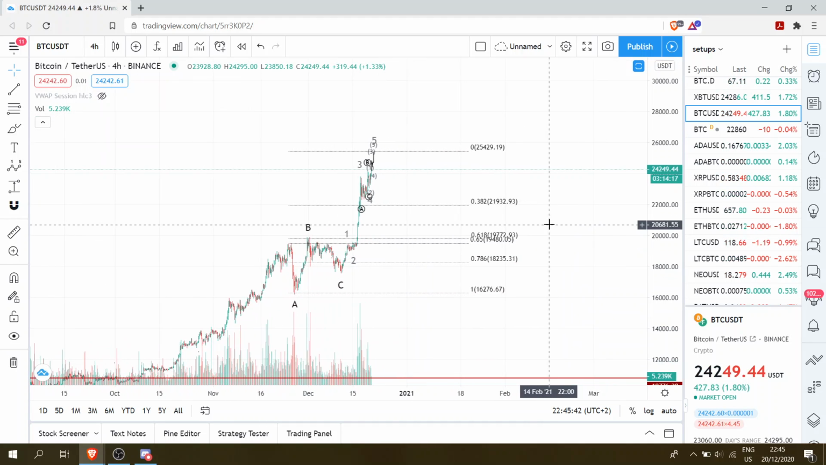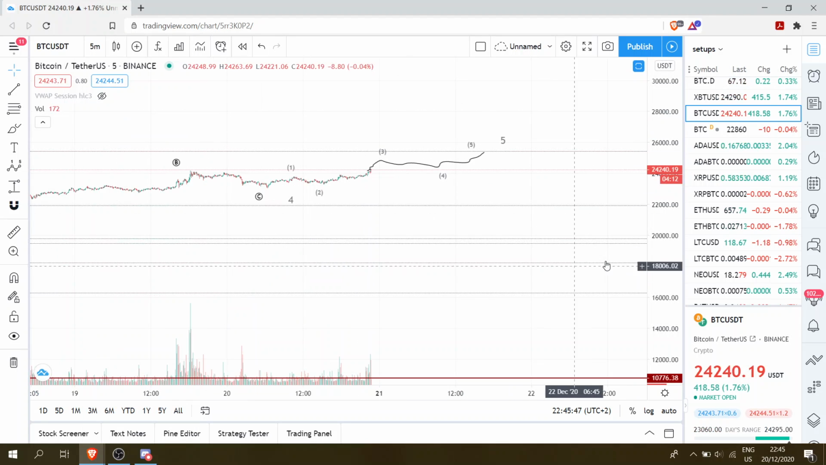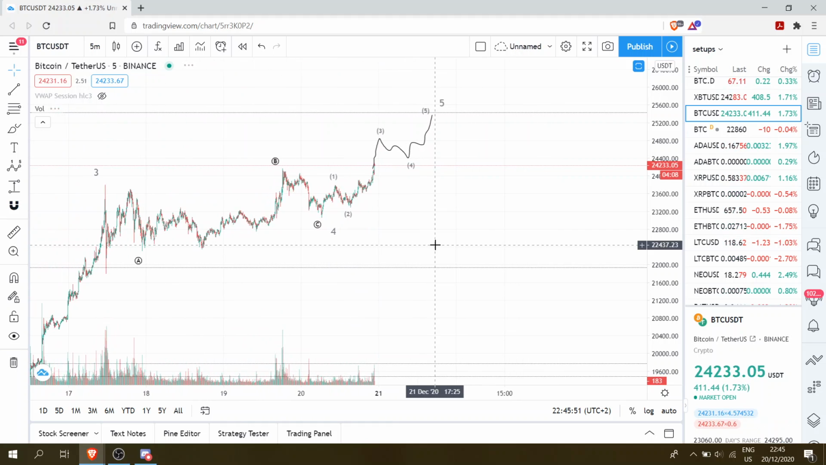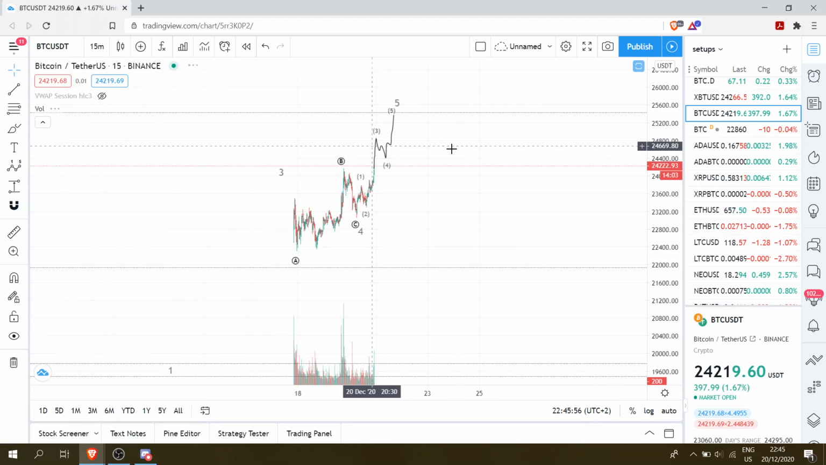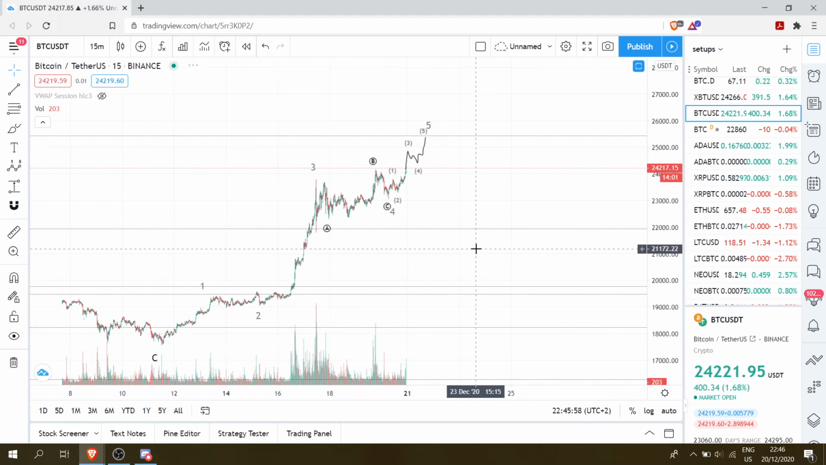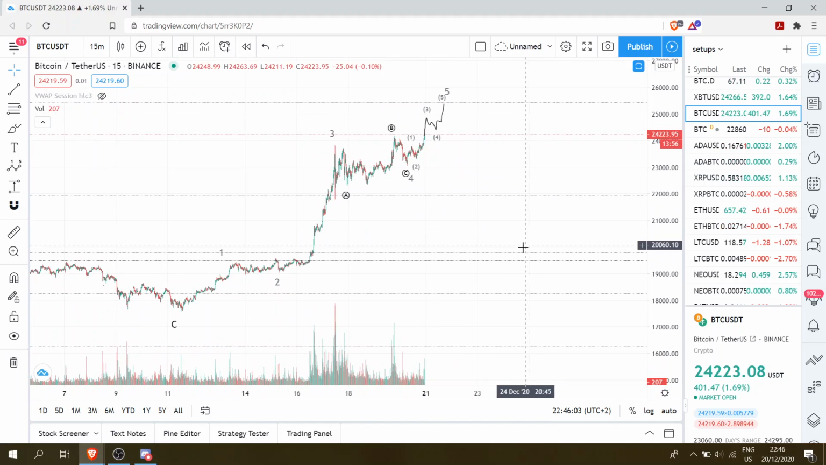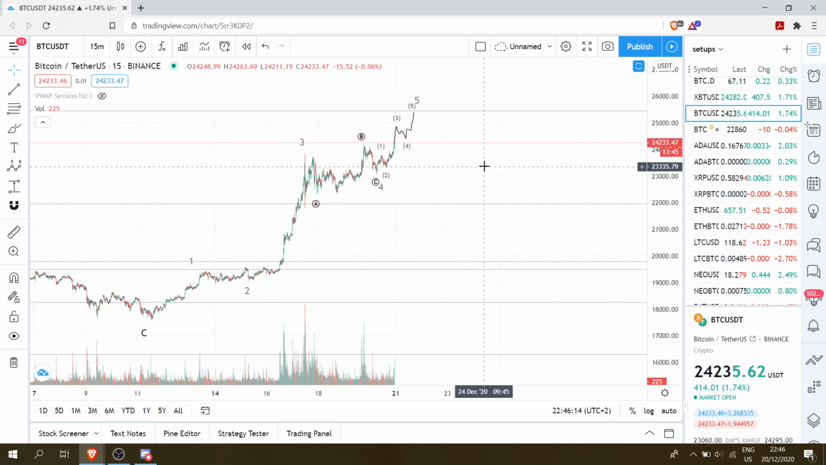So yeah, what I'm looking for right now is a push higher. I'm really looking forward to a push higher, and from there looking for a correction all the way to the previous resistance, now support, so around upper 19k, give or take $200. So I think this is a nice analysis right here.